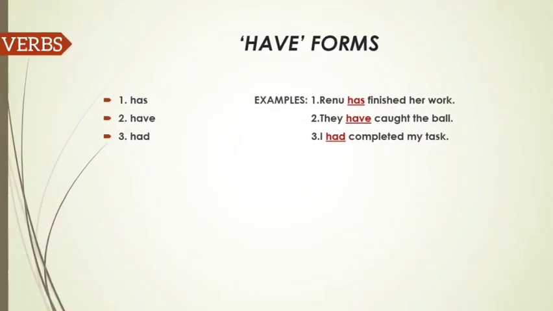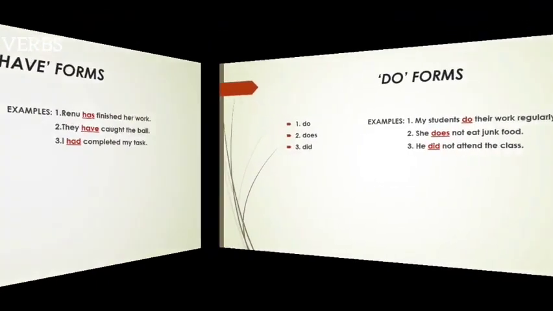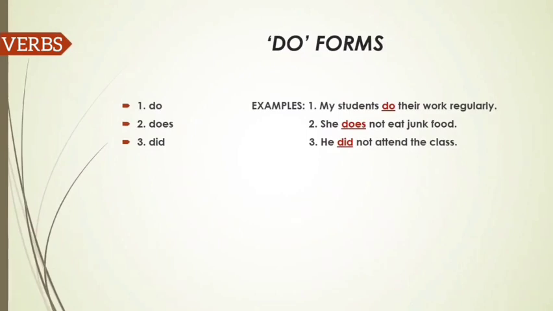Now we have the have form, the easiest one. Has, have and had. Renu has finished her work. They have caught the ball. I had completed my task. So these are the have forms: have in present and had in past. You can make further sentences with these. You can use have been or has been also, as well as had been. Normally has and have are used in the present perfect tense, and had in the past perfect tense.